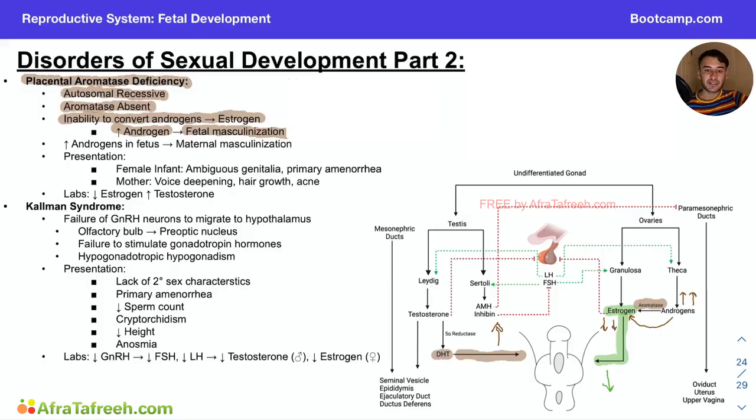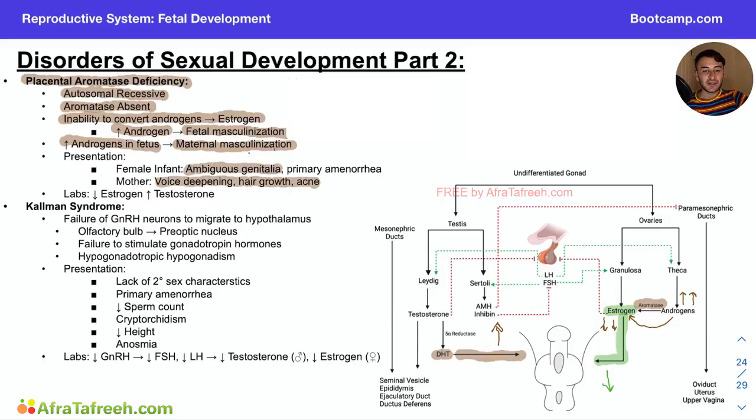One part of these questions that really pops out is they will usually mention mom. And so the increased androgens in the fetus actually are going to spill over into the mother. And so you're going to get maternal masculinization as well. So mom will present with things like acne and facial hair and maybe deepening of the voice, and then our infant is going to have the ambiguous genitalia like we previously talked about.